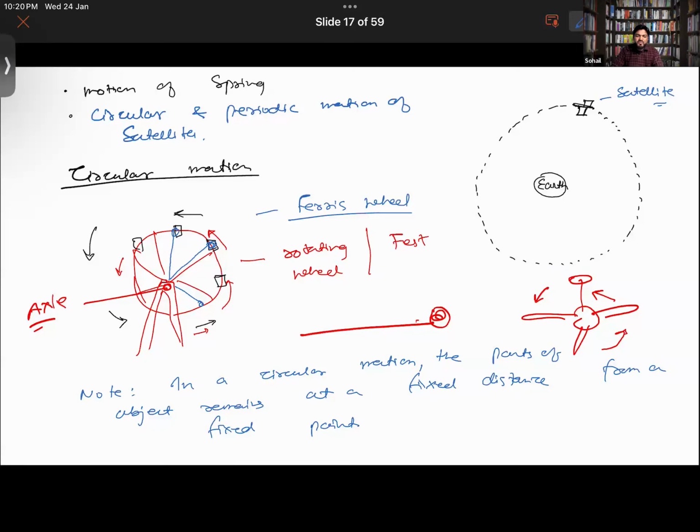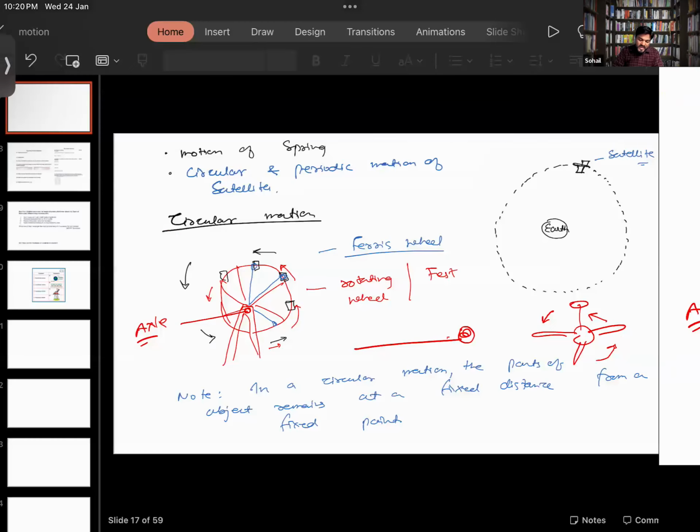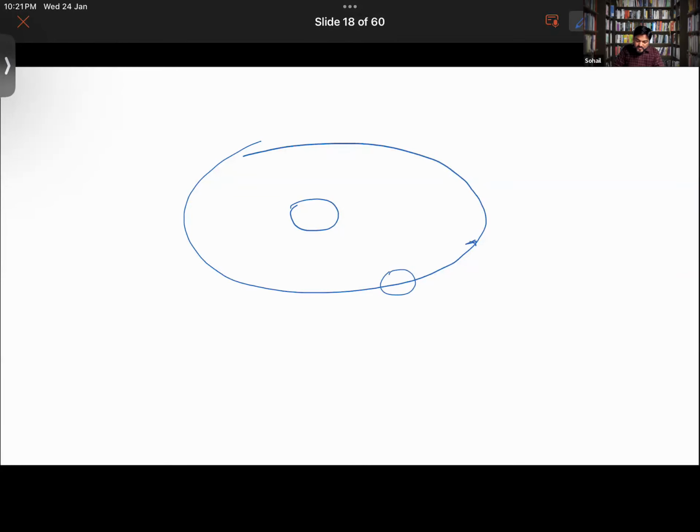Now we get to see that at a given period of time, we can have some examples in which two types of motions are happening at the same time, simultaneously. Take the example of Earth. Earth is doing two types of motions. It is doing periodic motion and it is also doing rotatory motion. While it is moving around the sun, it is doing a periodic motion. So the revolution of the earth is the periodic motion, whereas the rotation of the earth on its own axis is an example of rotational motion.